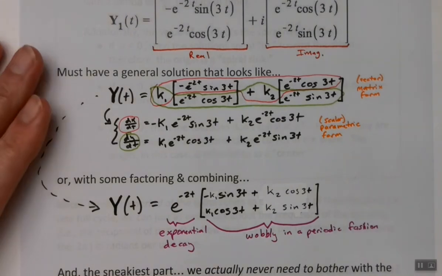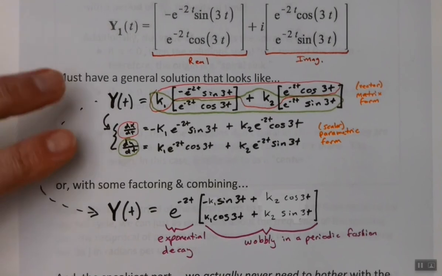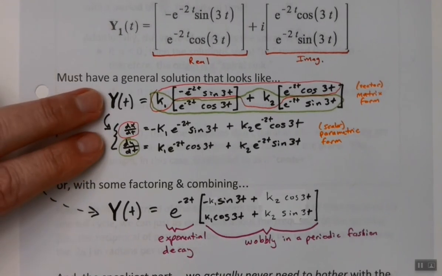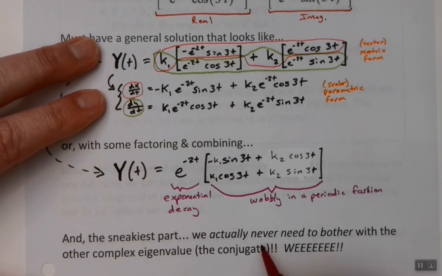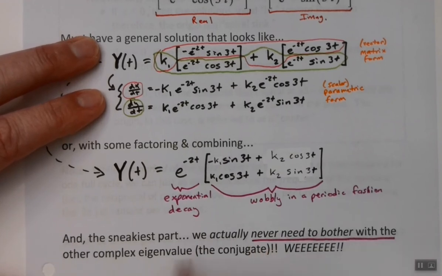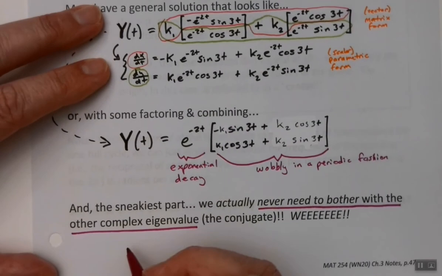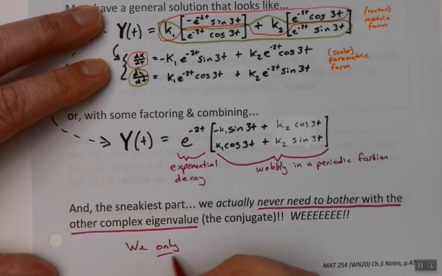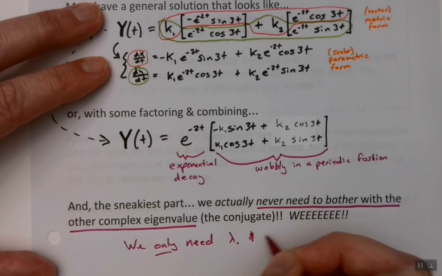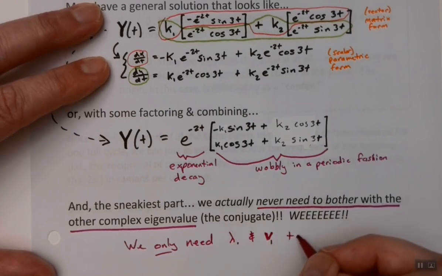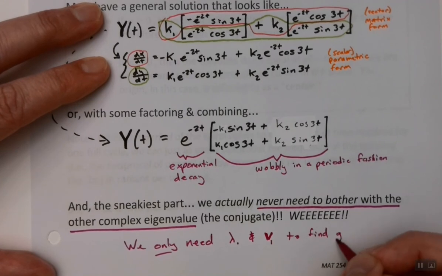But here's the good news. After all is said and done, we were able to write our general solution just by looking at one complex eigenvalue and eigenvector. We never actually need to bother with the other complex eigenvalue. We only need lambda 1 and the associated eigenvector v1 to find the general solution.